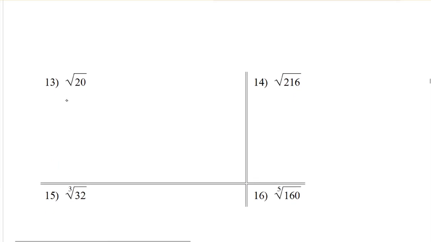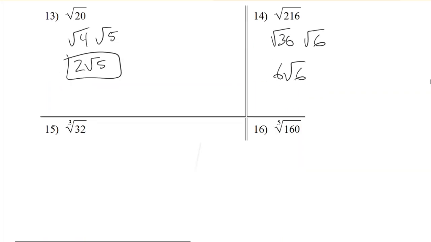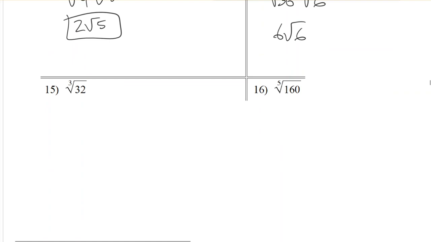13, square root of 20 is the square root of 4, square root of 5, so that's 2 root 5. Square root of 216, uh-oh. So that's square root of 36, square root of 6, square root of 36 is 6, so that's 6 root 6.